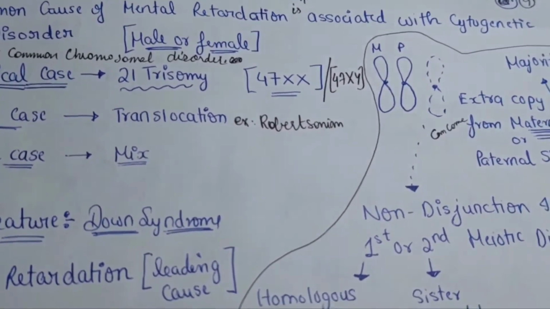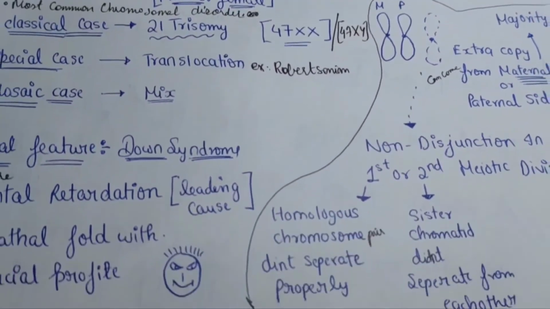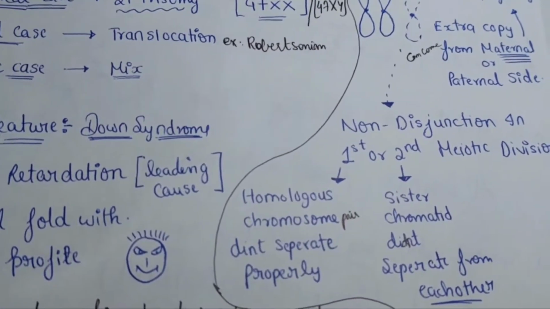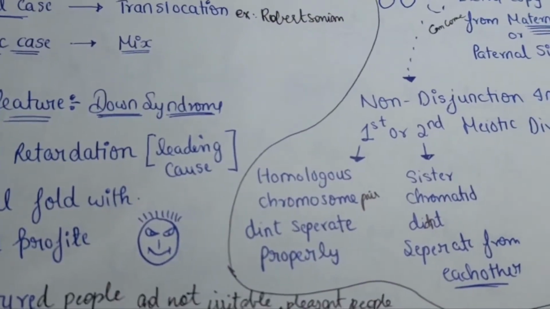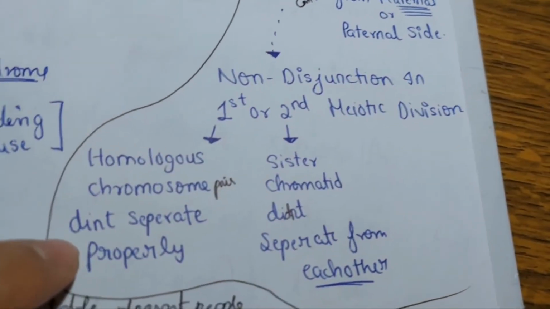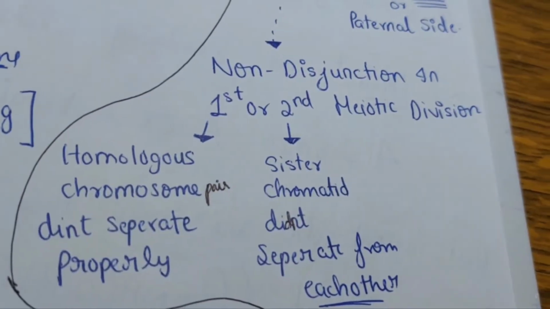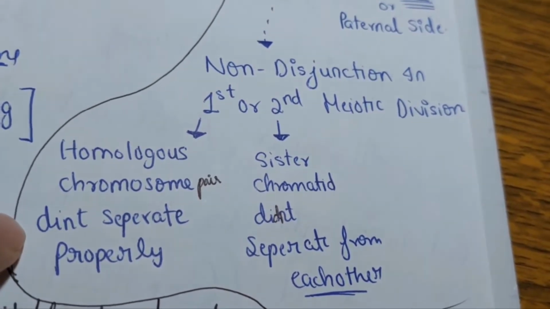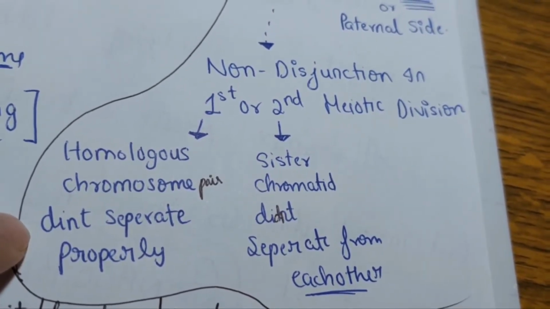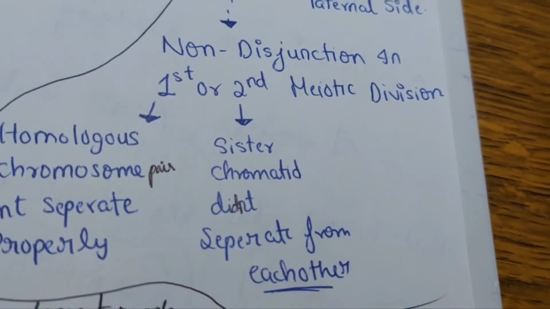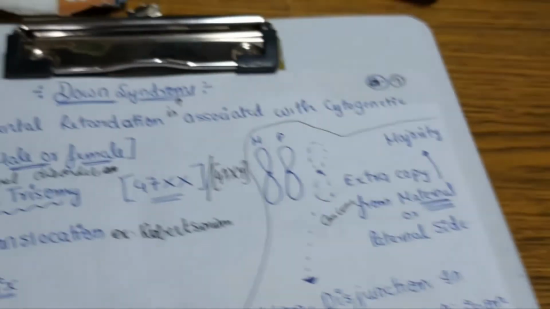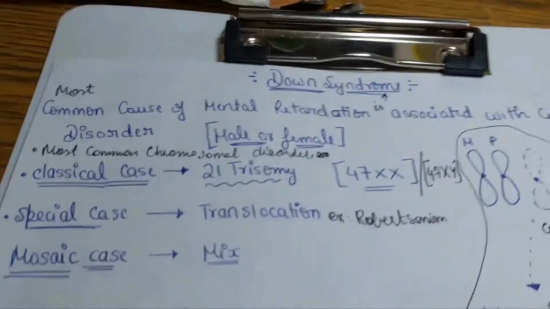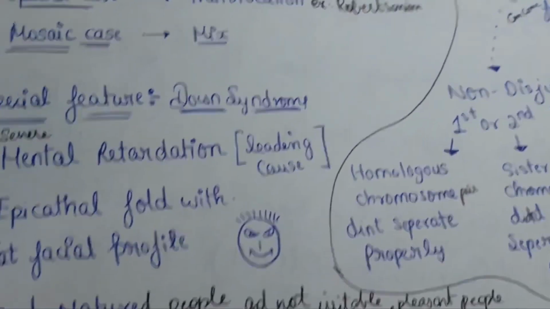The reason for this extra chromosome coming from the maternal or paternal side is a prezygotic problem, such as non-disjunction during the first or second meiotic division. If there was non-disjunction during the first meiotic division, it is due to the non-disjunction of the homologous chromosome pair. If it was in the second meiotic division, the sister chromatids didn't separate from each other. This is the explanation for the classical case of Down syndrome, that is trisomy of chromosome 21.